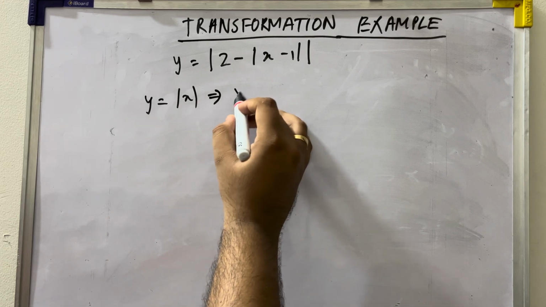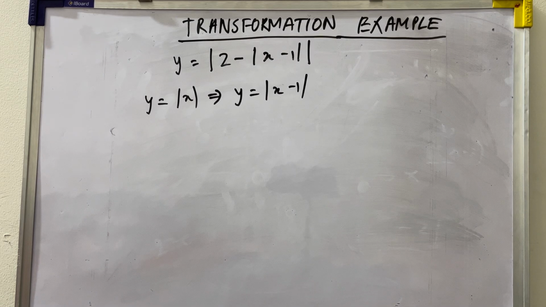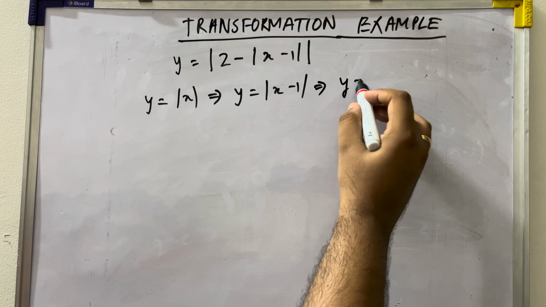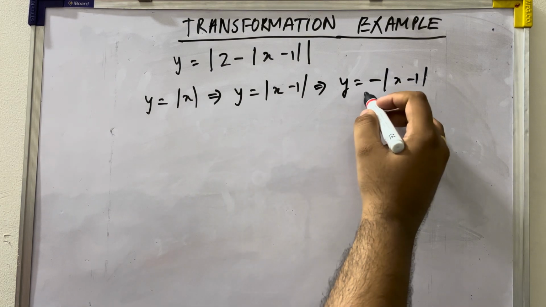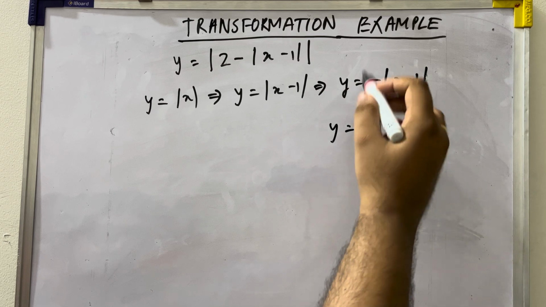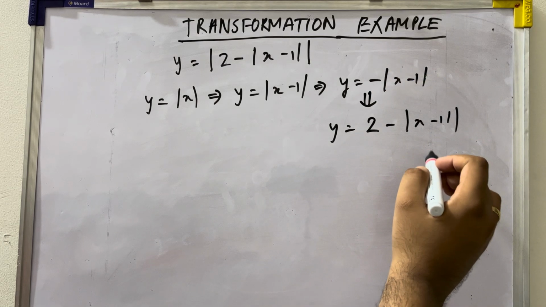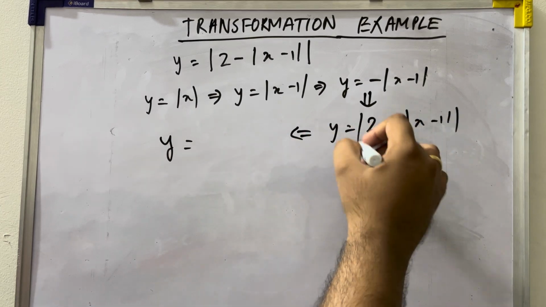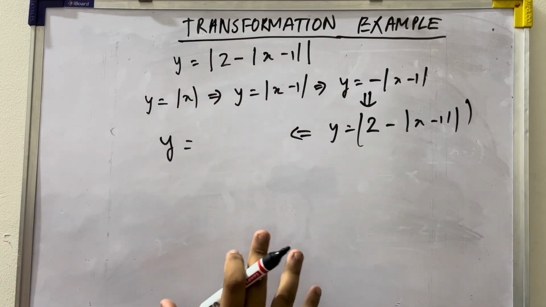Then from here you will draw the graph of y is equal to |x| - 1. Then you will draw the graph of y is equal to -(|x| - 1). Then you will draw the graph of y is equal to, add 2 to this, 2 - |x - 1|. And then what you will do is take the mod of this entire part. I'm not writing it again. So these are the steps that you will follow.